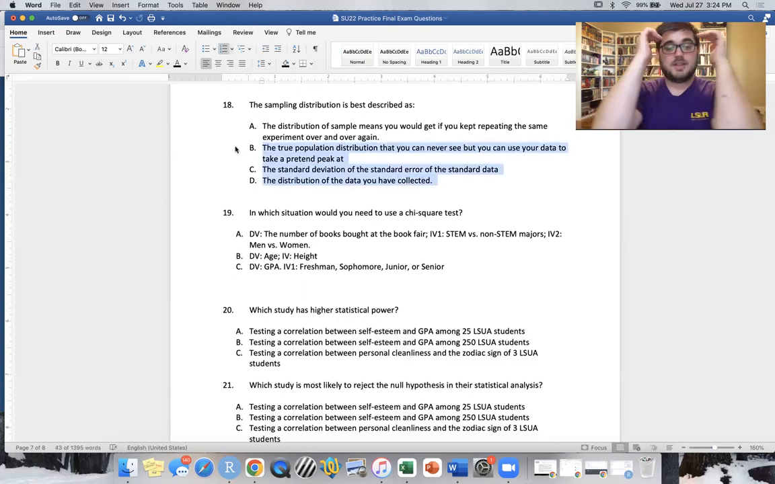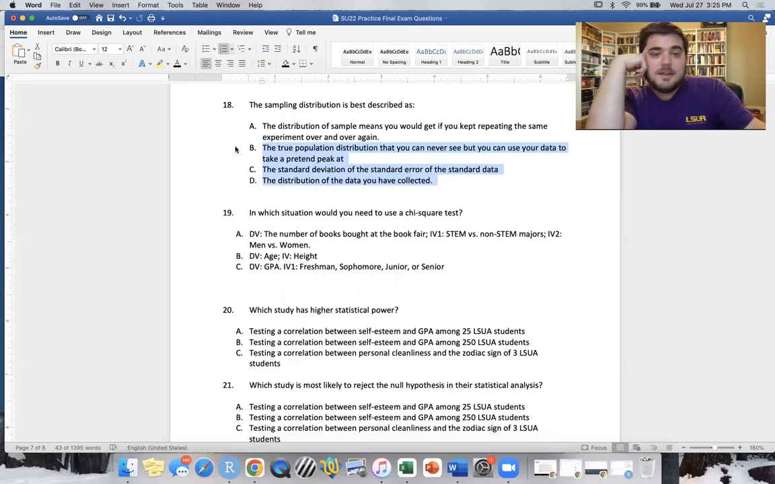So the answer is A. There might be better ways to go through this, but a sampling distribution is a distribution of sample statistics that you would get if you repeated the same experiment over and over again, hypothetically. So a sample statistic would be like a sample mean. And that's usually what people mean when they talk about the sampling distribution.